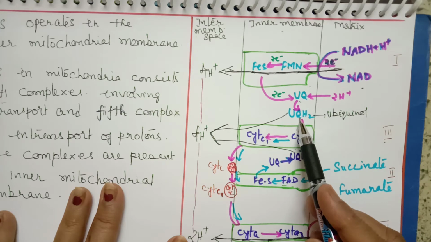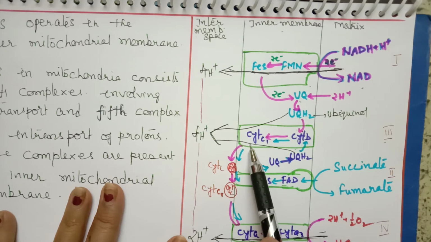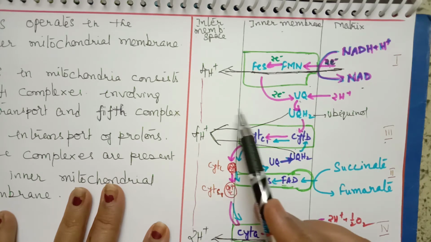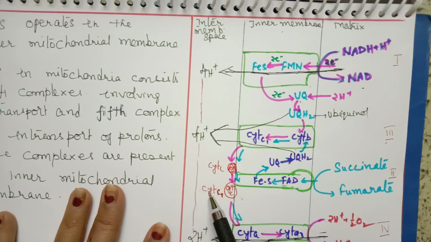And this reduced form will now give electrons to the 3rd complex, that is to cytochrome B and then to C1. And from C1, the electrons now are taken by another mobile carrier that is called cytochrome C. This cytochrome C is a mobile carrier which is located towards the outer side of inner membrane, that means towards the intermembrane space. The cytochrome C are 2 molecules, located towards the intermembrane space.